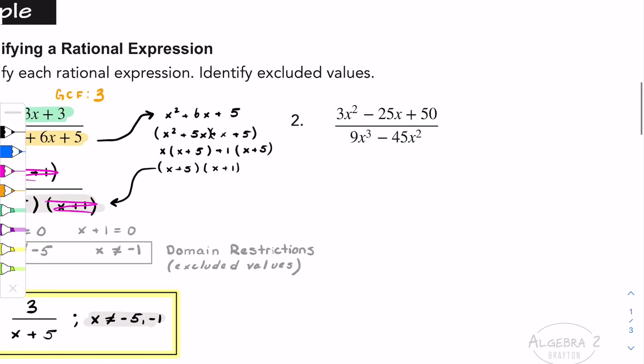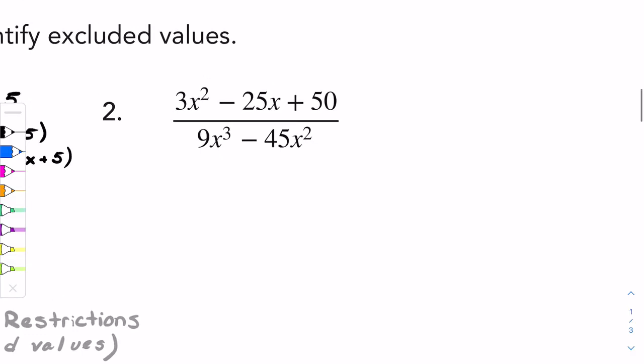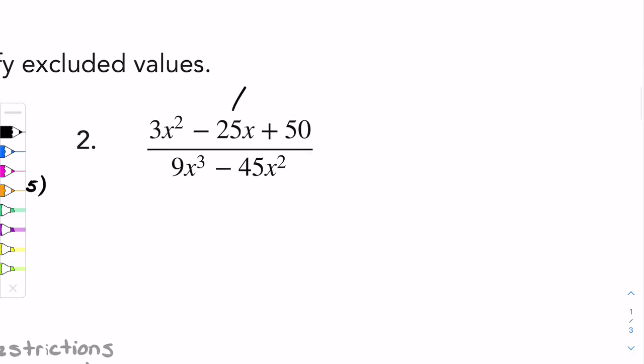Now let's take a look at number 2, which is definitely a more complex problem. We have a numerator of 3x squared minus 25x plus 50 divided by 9x cubed minus 45x squared. So to start with the numerator, I'm going to factor this up here. This is a little bit of a longer factoring problem, so I want to make sure I give myself plenty of room so I can write out all of the steps.